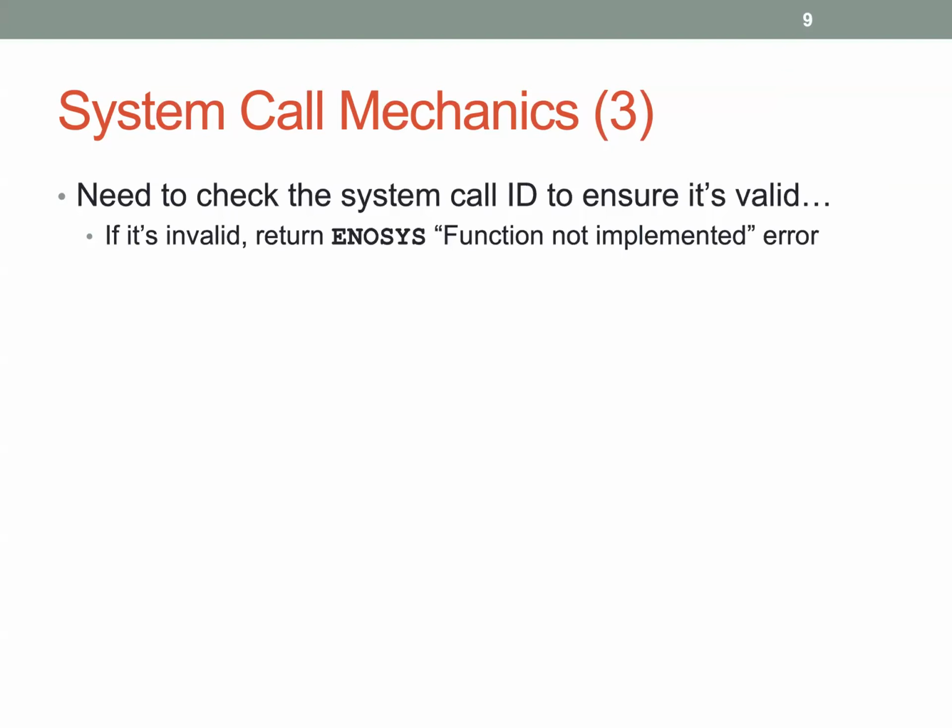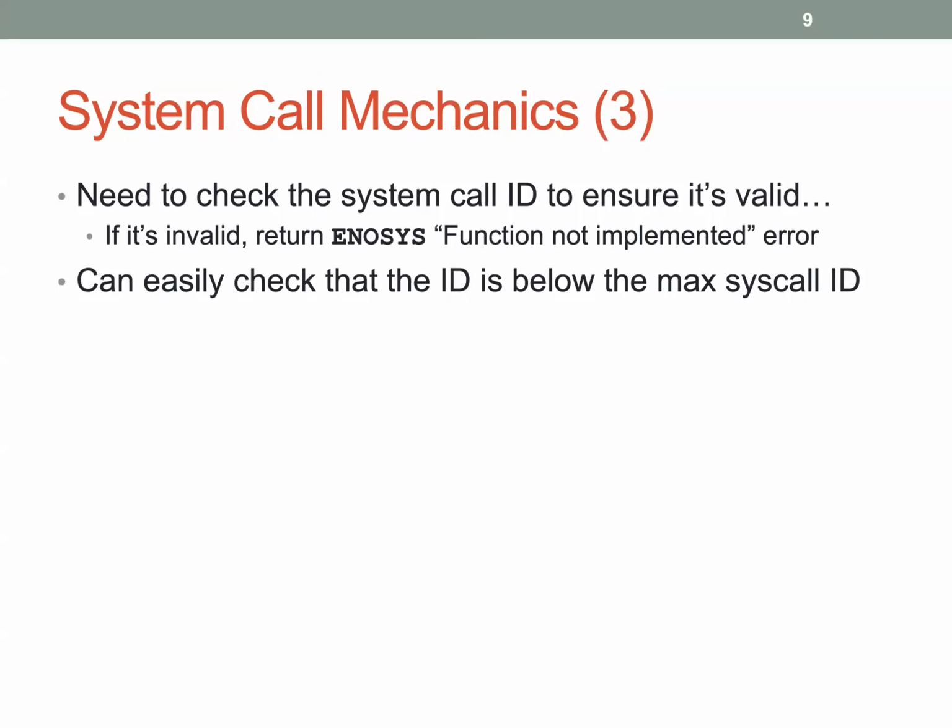I don't know how many of you read carefully through man pages as you were implementing your command shell for the first project, but there's actually a syscall function, and if you try to invoke an invalid system call, it'll return an error saying no sys. There's no function for that system call number.